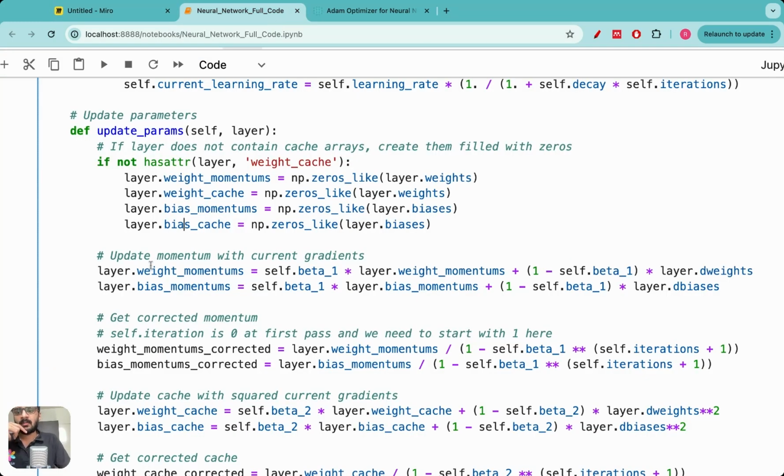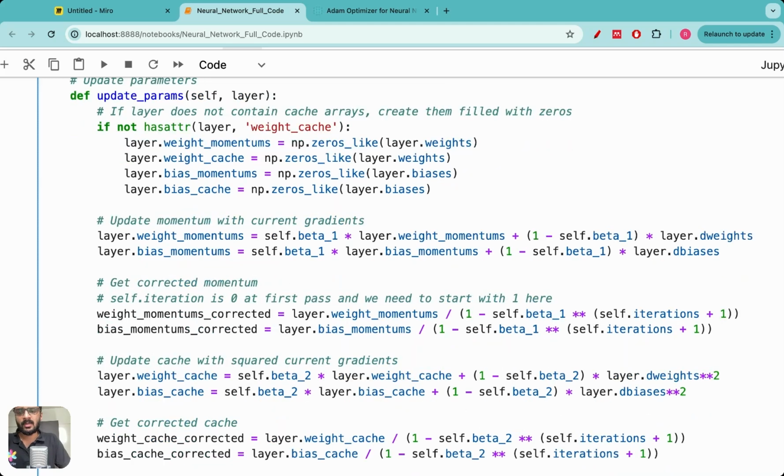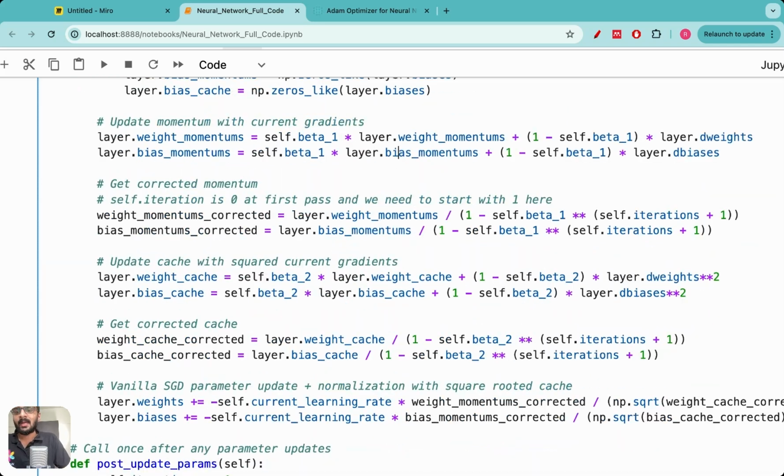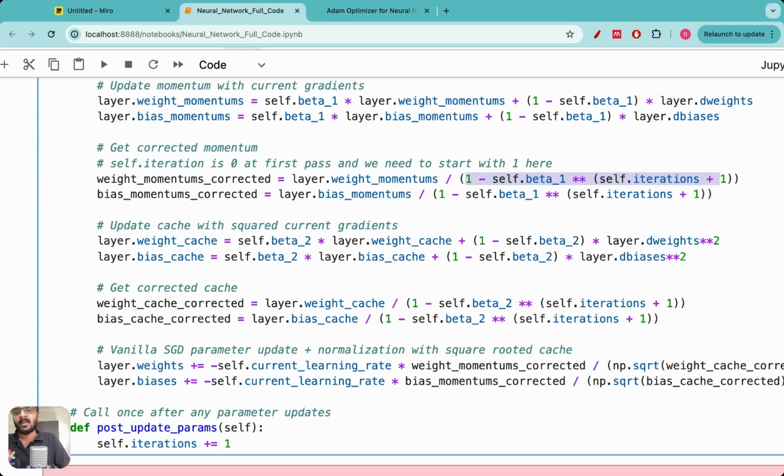So this is how the weight momentum is defined: beta 1 into previous momentum plus 1 minus beta 1 into current gradient. And for bias it is defined: beta 1 into bias momentum plus 1 minus beta 1 into gradient with respect to the biases. And remember the correction term which I mentioned: the momentum needs to be corrected by 1 minus beta 1 raised to the iteration count.